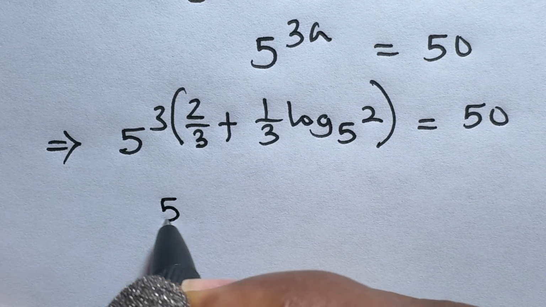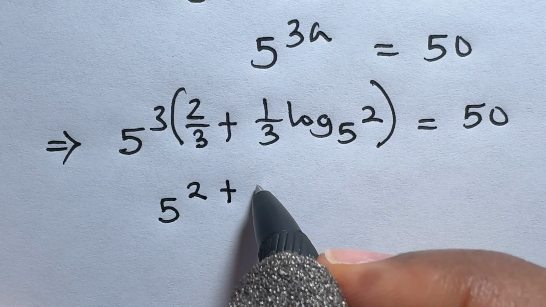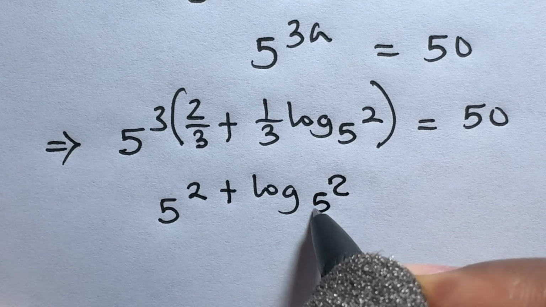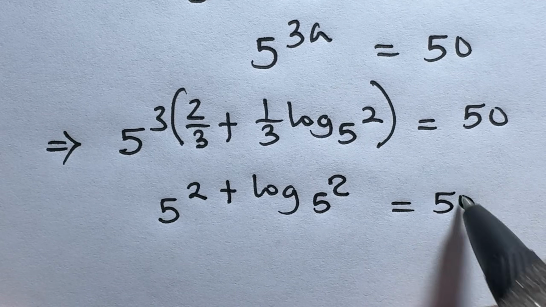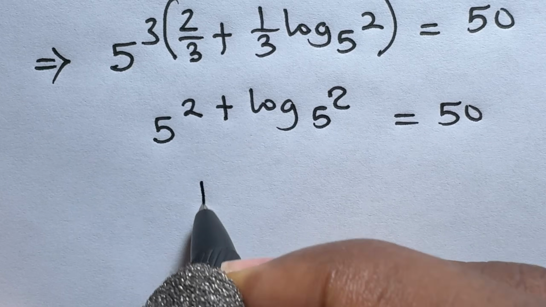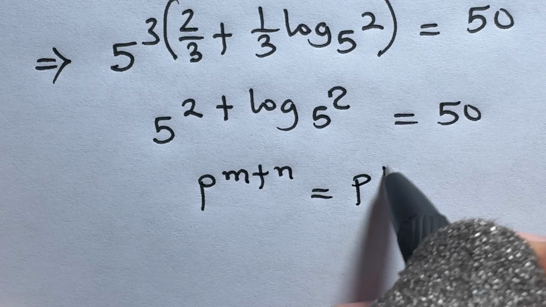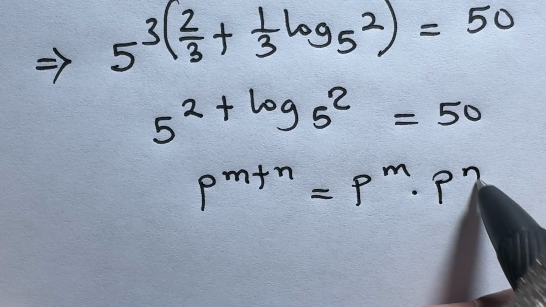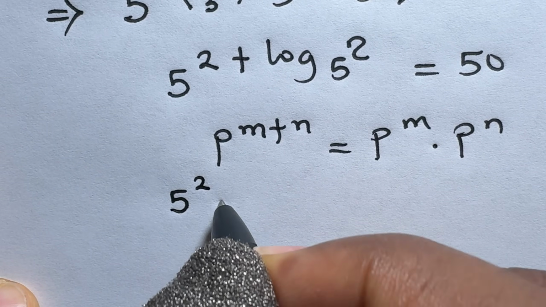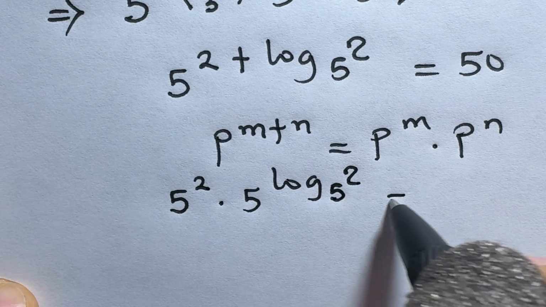This will give us 5 raised to power 3 times 2 over 3 will give us 2, plus 3 times 1 over 3 will give us 1. 1 times log 2 base 5 will give us log 2 base 5, then equal to 50. We can separate these powers by applying this law of indices: p raised to power m plus n will give us p raised to power m times p raised to power n. So we have 5 raised to power 2 times 5 raised to power log 2 base 5 to give us 50.